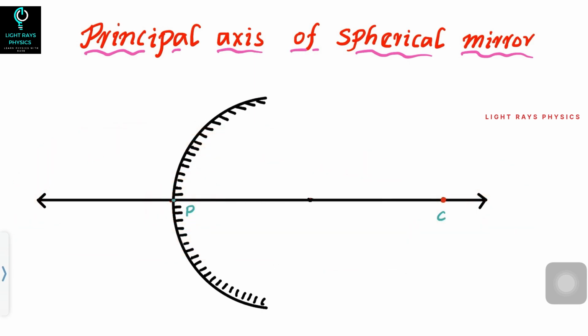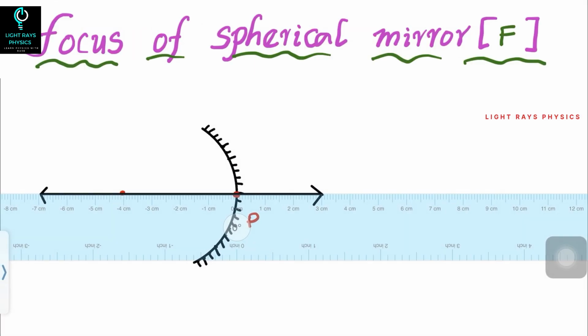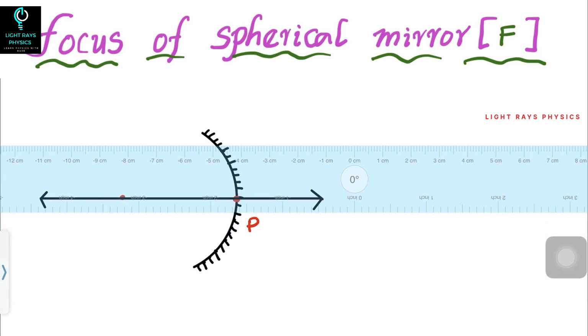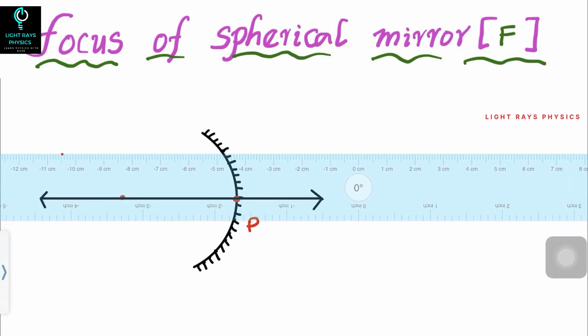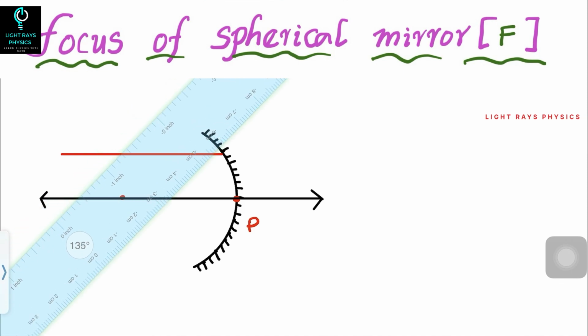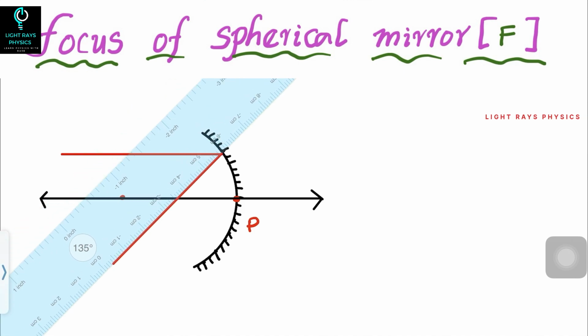Now let us learn one more term called the focus of a spherical mirror. It is denoted by the symbol capital F. Now let us draw a line that is parallel to the principal axis. After hitting the spherical mirror, it will pass through a point. Now let us indicate the direction of the light rays with arrows.